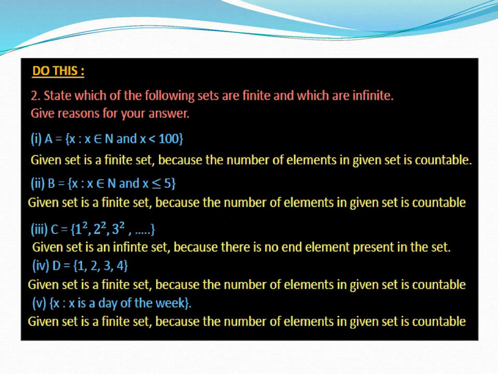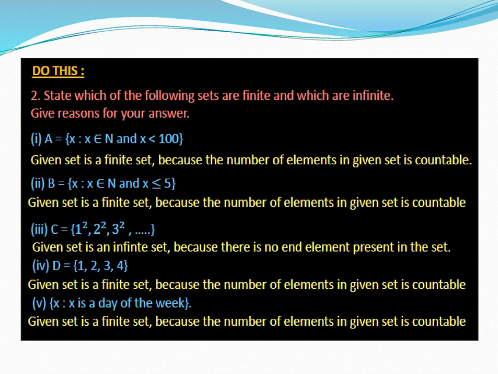Third one, C equals 1 square, 2 square, 3 square and so on. Here the given set is an infinite set because there is no end element. If the given set is a finite set, we know the starting element and also the ending element. But the given set has a starting element but no ending element. So the given set is an infinite set.